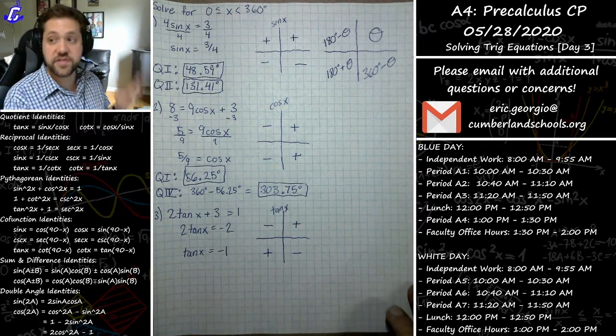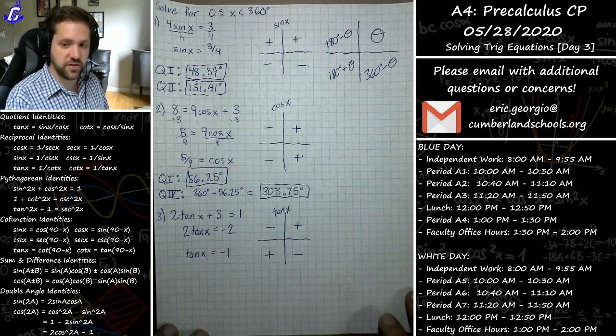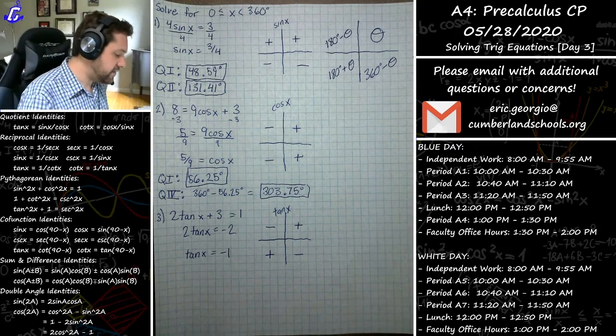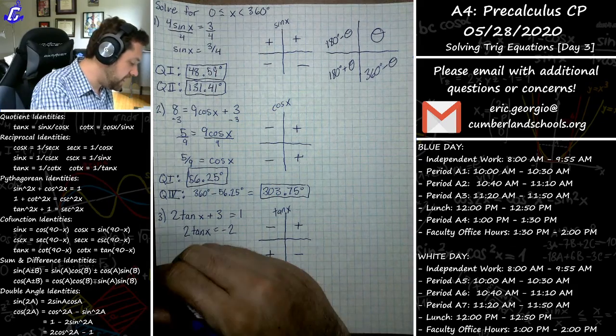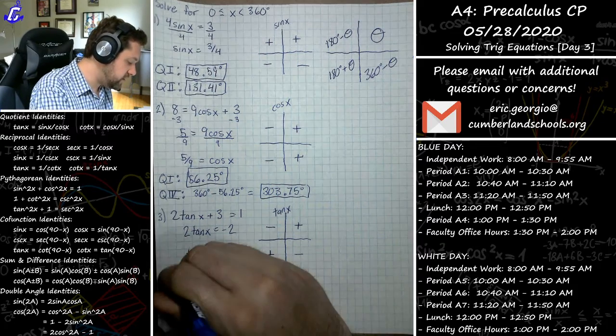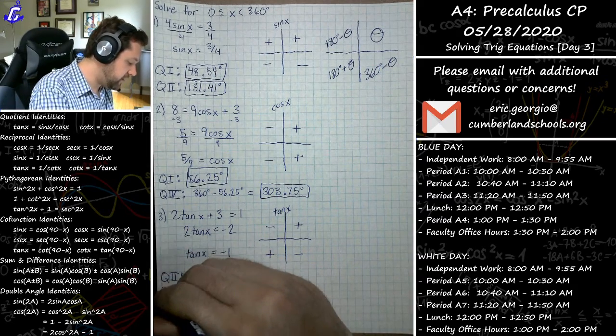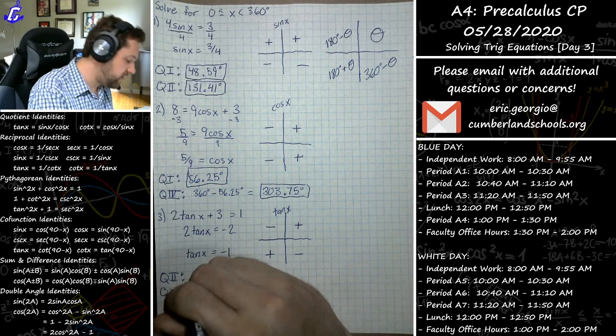Now, this just so happens to be a special unit circle case, but even if it wasn't, I would say, ooh, the tangent is equal to something that's negative. That means we need an answer in quadrant 2, and we need an answer in quadrant 4, because that's where the tangent is negative.